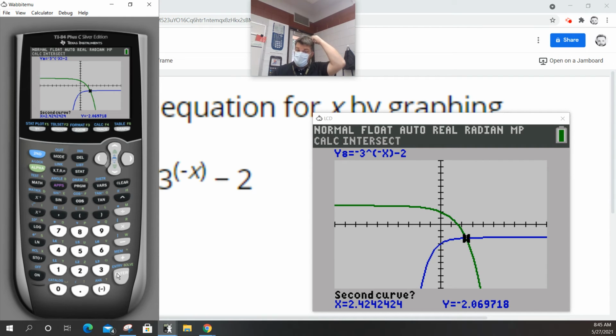When I hit enter, it automatically jumps to the second curve, and I try to get that as close as I can, and I hit enter. And then it says guess, and then I hit enter. And so the answer is about 2, and let me take a screenshot of that.